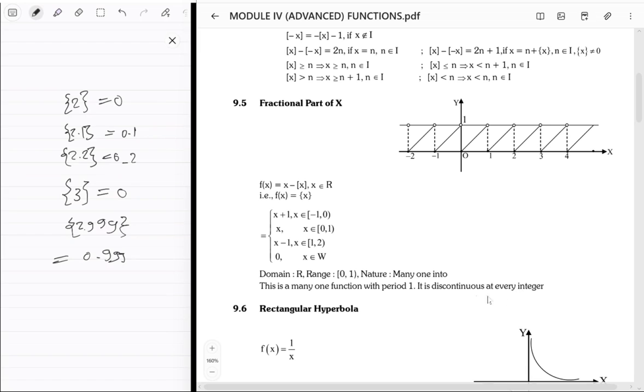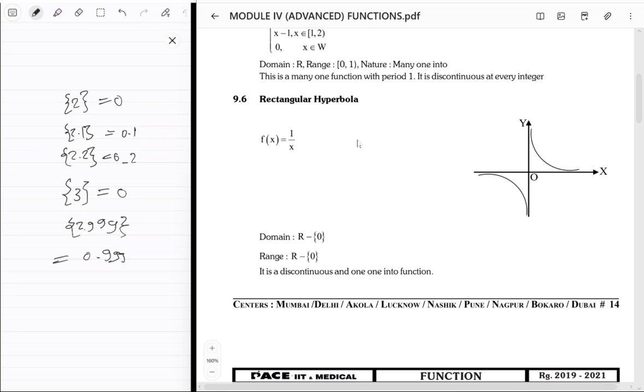Discontinuous at every integer. Of course it is. You can see the jump down, right? When you approach it from the left hand side, it's 1, but from the right hand side it's 0, and f of x at that point is 0, which means it's discontinuous because the left hand limit doesn't equal the function value.